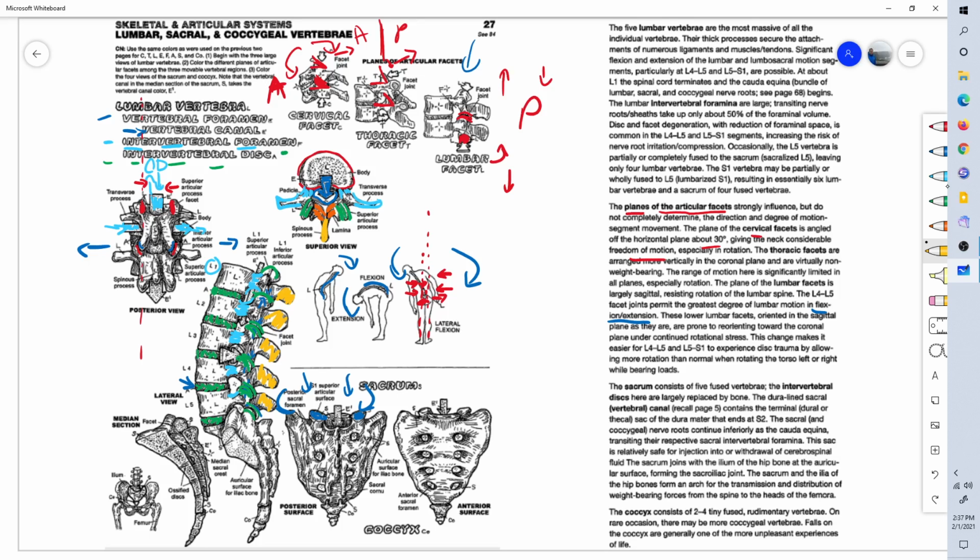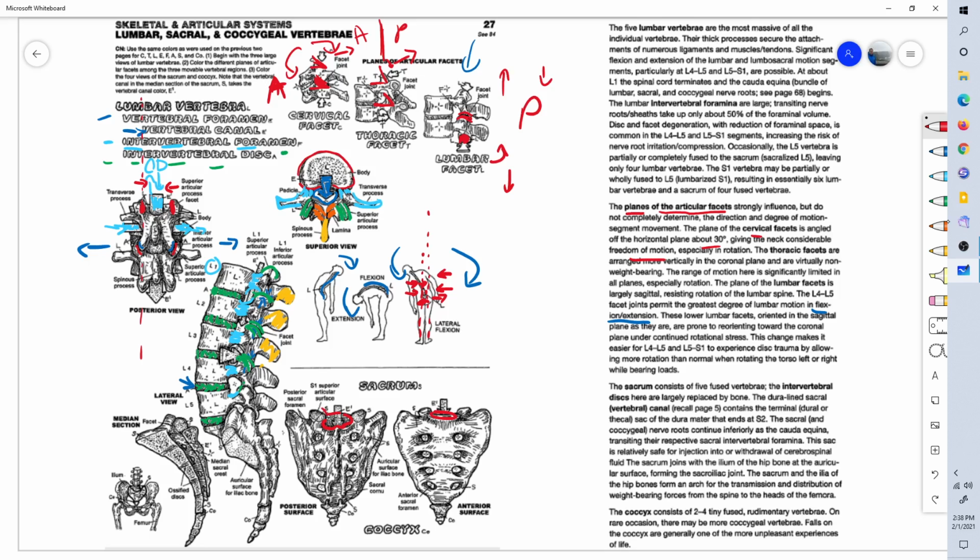Now the sacrum. The sacrum, as we said before, used to be five separate vertebrae, but not anymore. It's fused into one piece, but it kept its vertebral foramen, the vertebral canal. It still does run through the hollow part of the tailbone, the sacrum.